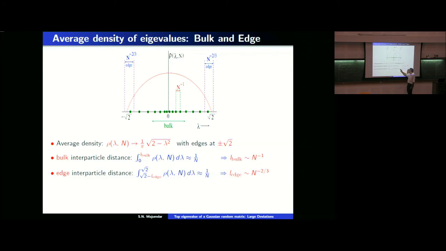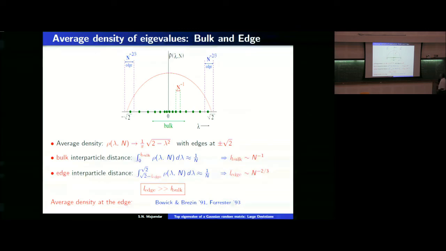And when you reverse it, you will get that the L edge is of order n to the power minus 2/3, which is, of course, larger than the 1 over n for large n. Okay? So that means this typical separation, if I take a snapshot of my configuration of charges, the typical separation near the edge is much larger than in the bulk.